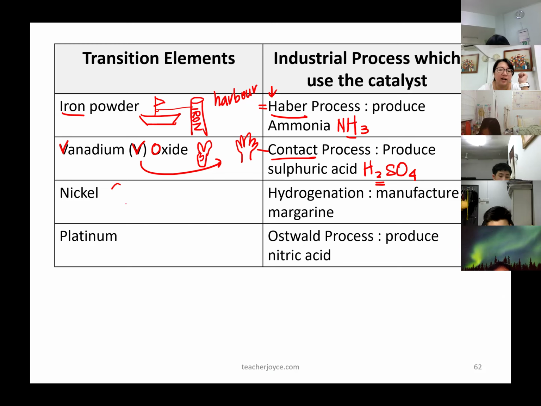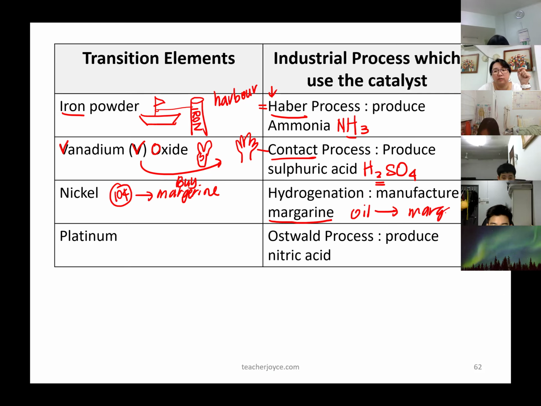Nickel, I want you to remember, nickel is used to make a coin. Your mother gives you a coin, asks you to please go and buy some margarine. So nickel is to buy margarine. So remember, it's to manufacture margarine. We turn oil into solid fat. Margarine is like butter, but butter is made from milk. Margarine is made from vegetable oil.